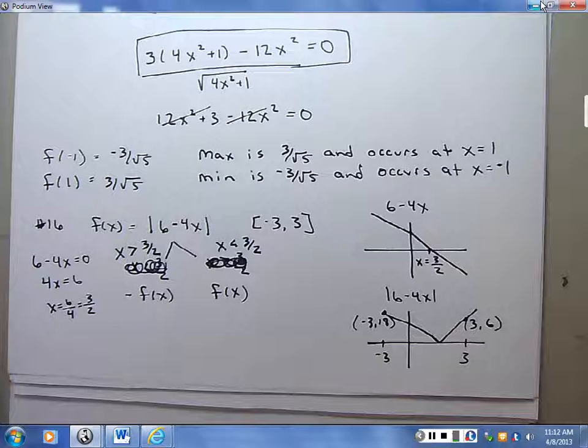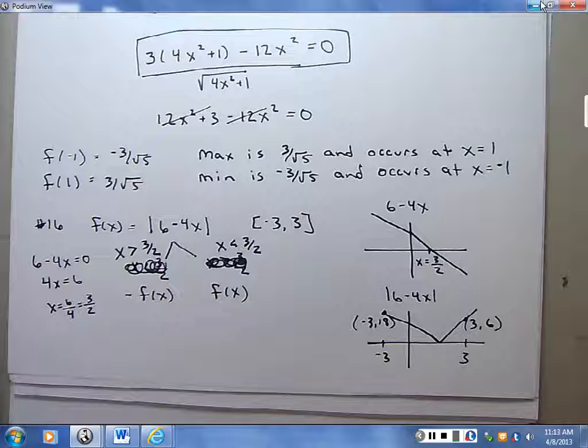You could also say this is an absolute value function that has a horizontal stretch of 4, and it's shifted over 3 over 2 units to the right because of the 4.